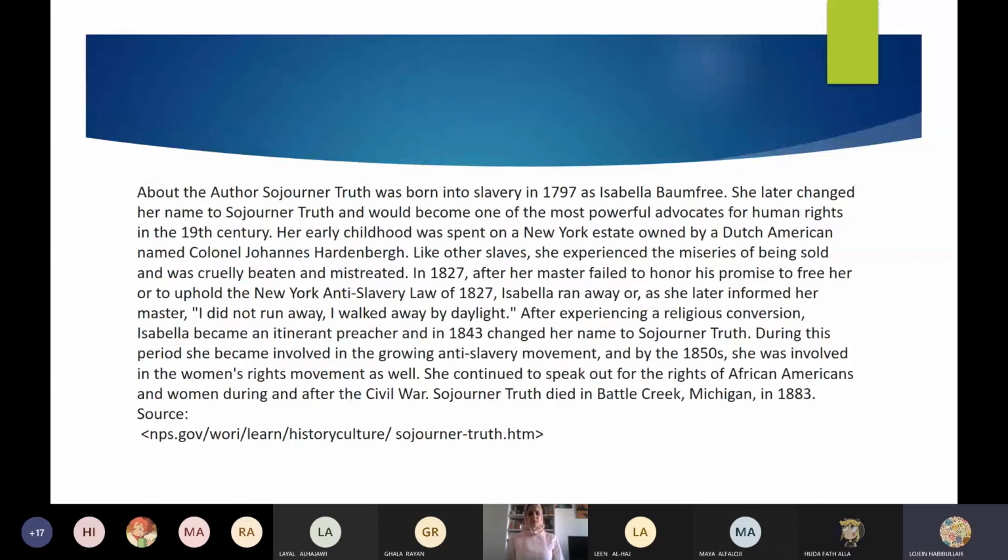Yes, dear. Sojourner Truth was born into slavery in 1797 as Isabella Baumfree. She later changed her name to Sojourner Truth and would become one of the most powerful advocates for human rights in the 19th century. Her early childhood was spent on a New York estate owned by a Dutch American named Colonel Johannes Hardenberg.